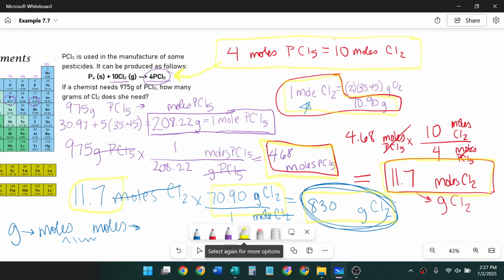The next problem is going to do the same concept again, where we have to do some conversions between moles and grams and work with a chemical equation.